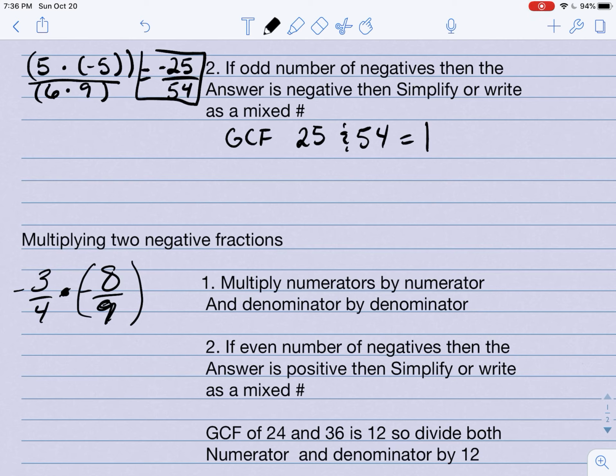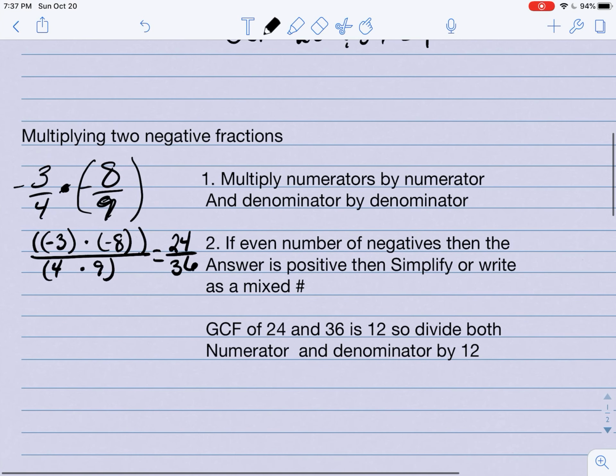Okay, and then this next one, multiplying a negative 3/4 times a negative 8/9. So now we have an even number of negatives, that would be 2. So our answer should come out as positive. Okay, and once again, you multiply the numerators together to get your new numerator, and then you multiply the denominators together. So negative 3 times a negative 8 is going to give us a positive 24. And then 4 times 9 is going to give us 36.